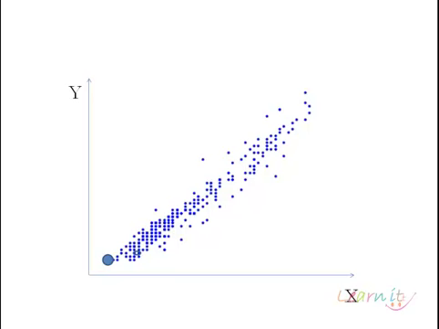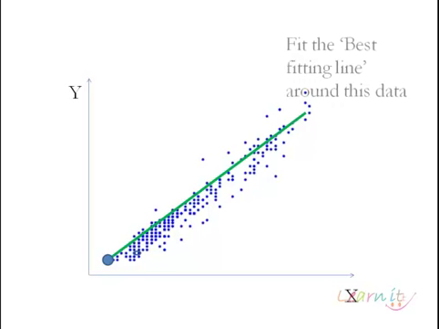This may not be such a linear relationship as it is looking here, but for the time being, let's suppose that to be true. This is the actual data which we have, and we run a regression and we get this line. This is the regression line which we get. We fit the best fitting line around this data. This is what we do.